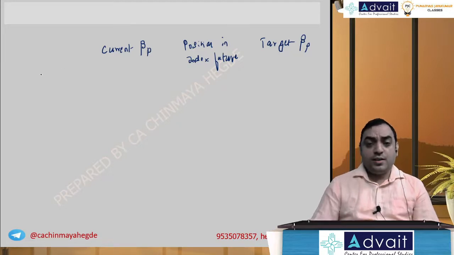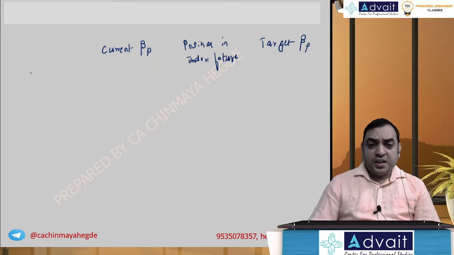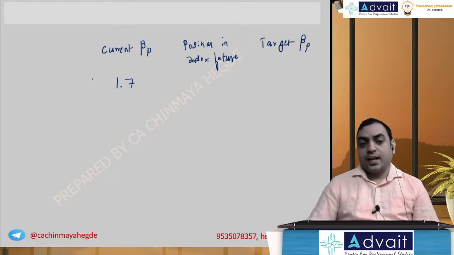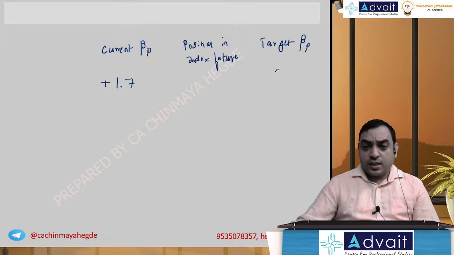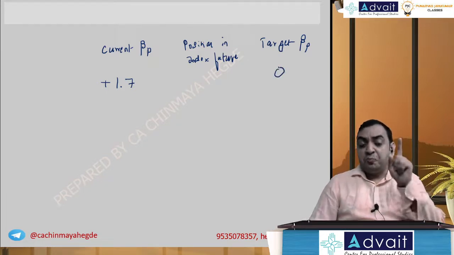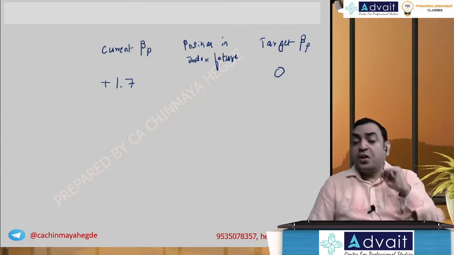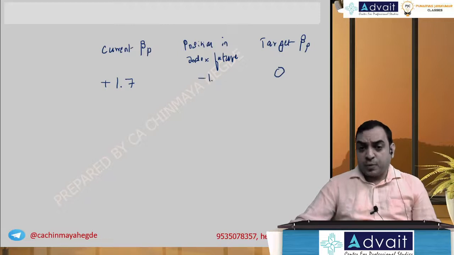Okay, now I'll give you a numerical example, don't worry. Suppose current beta is plus 1.7. I want to reach a target beta of 0. If plus 1.7 should become 0, what should I do? How does 1.7 become 0? I should do minus 1.7, right?